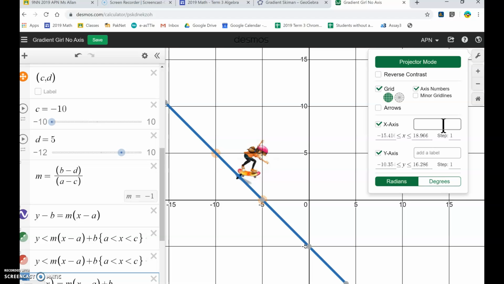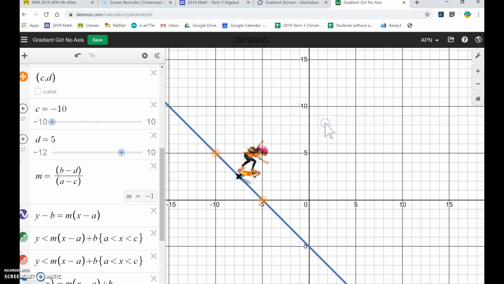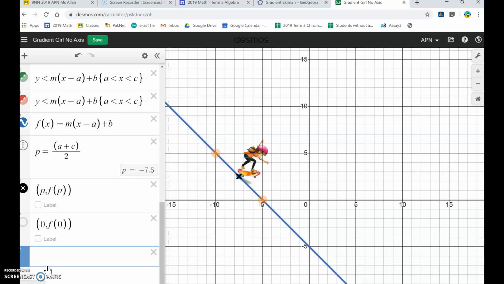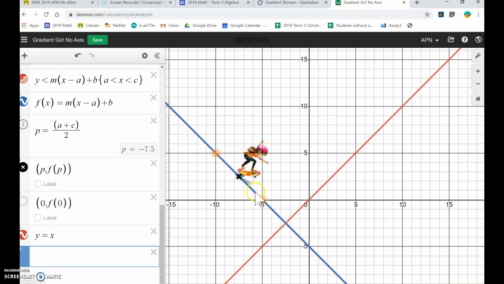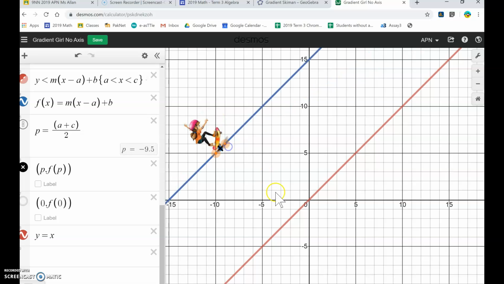So we should be able to, oh, that's interesting. I should actually have a step 1, axes numbers, minor grid lines. Okay, whatever, I haven't got quite what I want, but that's all right. So what we're going to do here is put some equations in. y equals x, that has a gradient of 1, because I can go across 1 up 1, or I can get my gradient girl and I can see across 1 up 1 that's got the same gradient.